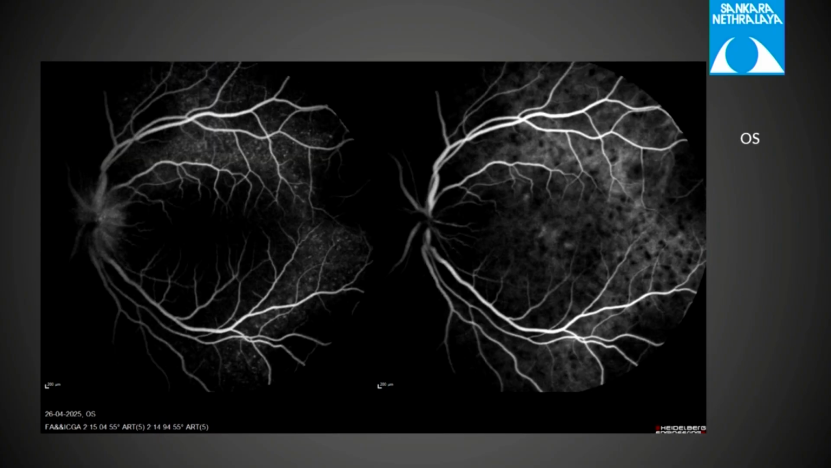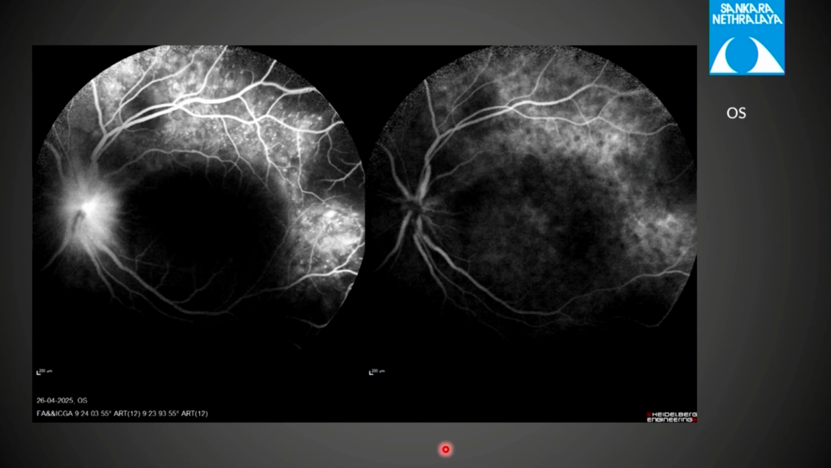Next. Similar lesions. This is a similar lesion in the left eye, but here you can see as there was some hyperemia and disc edema, the disc leak is noted in the left eye. The same way, the pinpoint leaks' intensity and size have increased, and corresponding hypoautofluorescence is seen in the ICG.